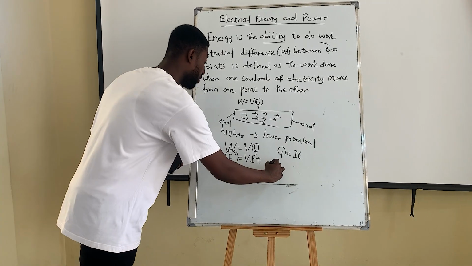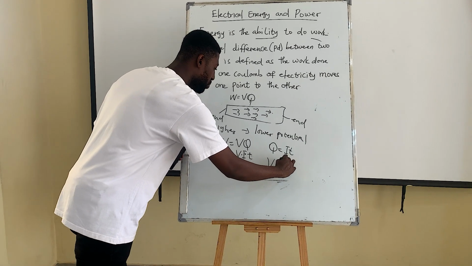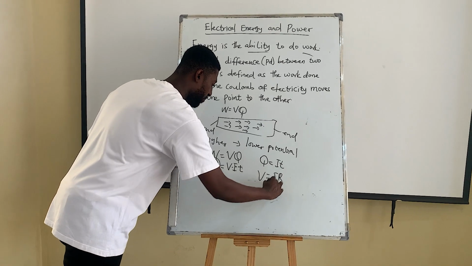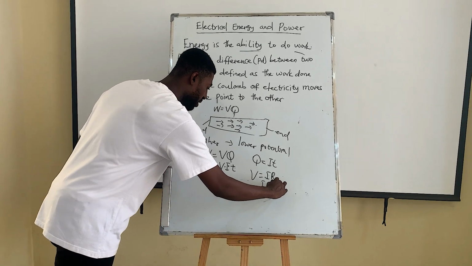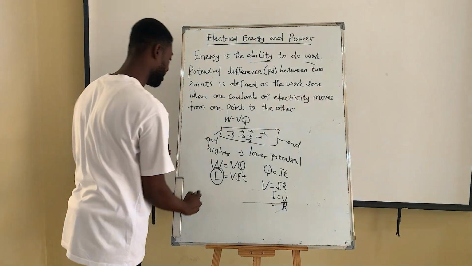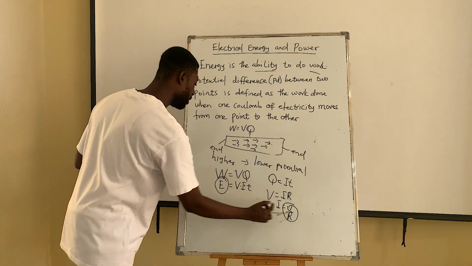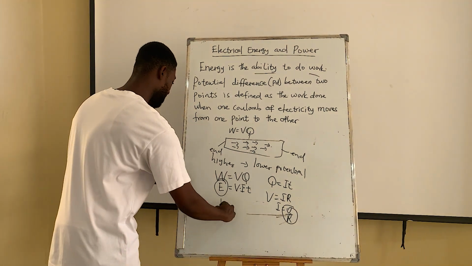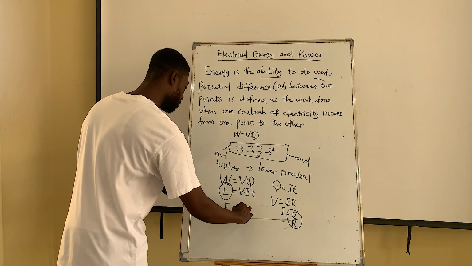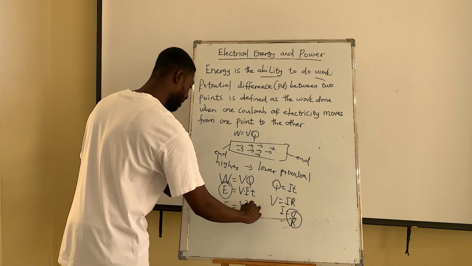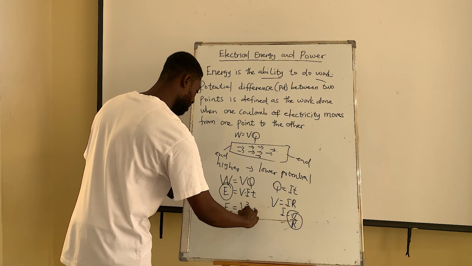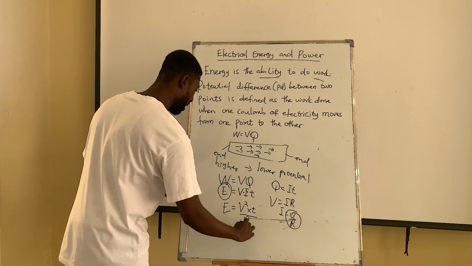Time. Now from Ohm's law, V is equal to IR. Therefore, I will be equal to V over R. So if I is equal to V over R, if I substitute this value into this equation, then work done or energy will be equal to V square times T all over R.